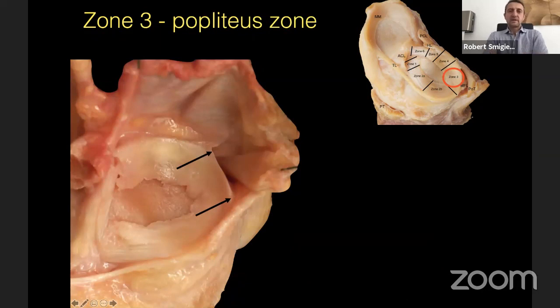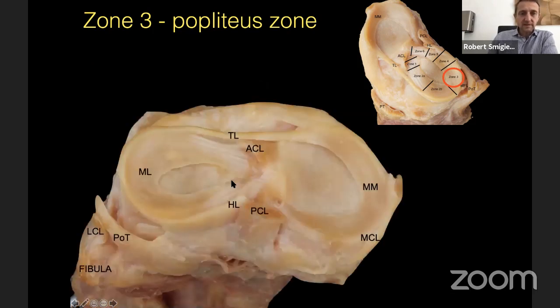Then we have finally zone 3. I just showed a little bit about zone 3. There is the popliteal tendon, the popliteal meniscal fascicles, and the meniscofibular ligament. And this is the meniscofibular ligament, in zone 3 as well. You can see the same picture I showed you before.